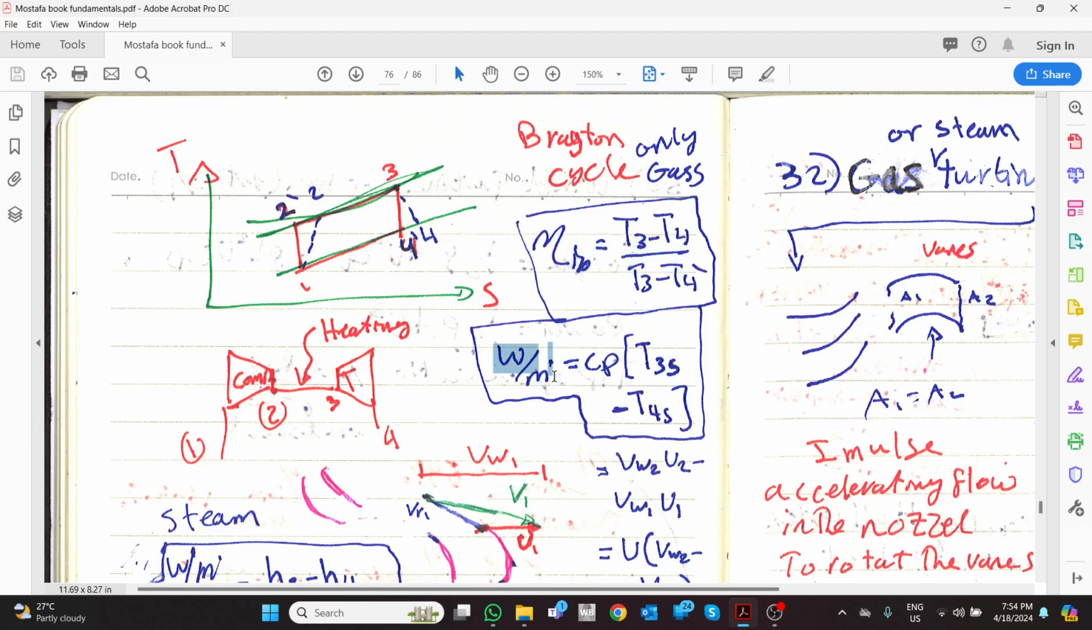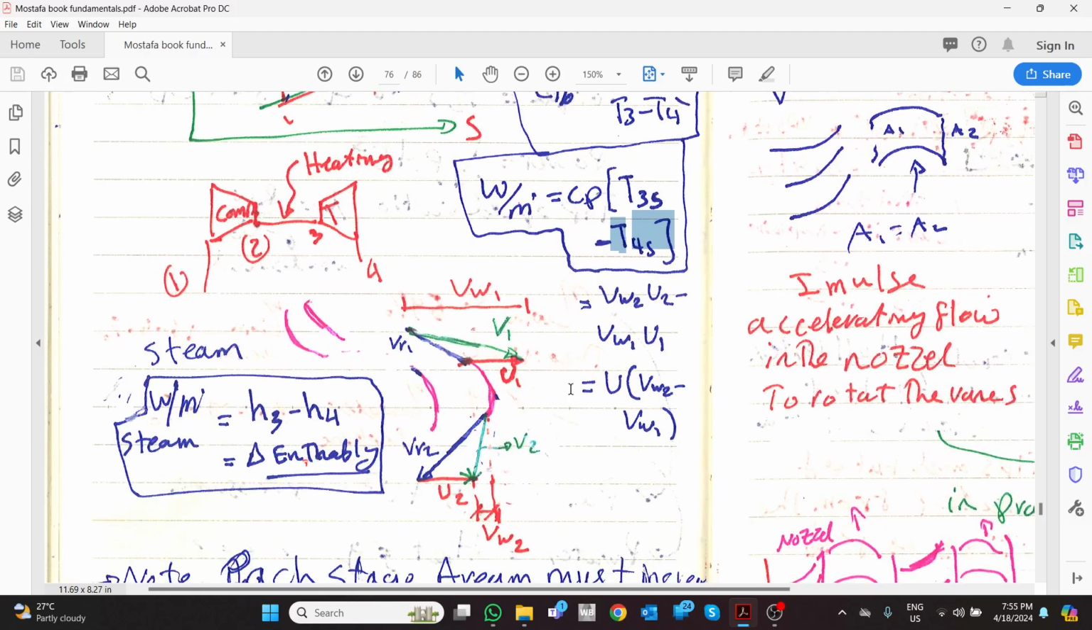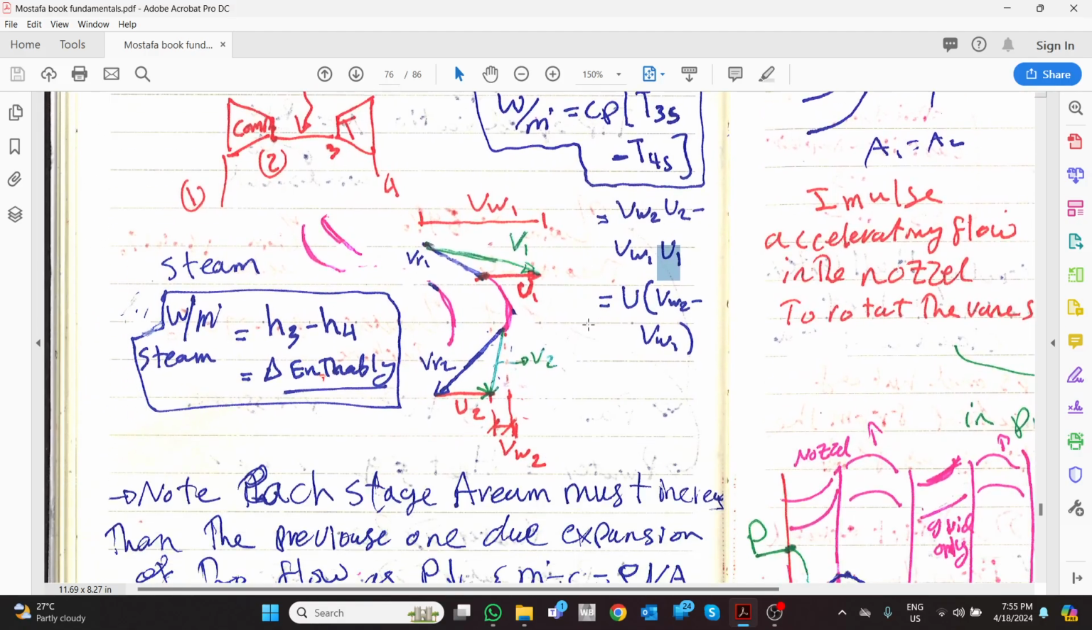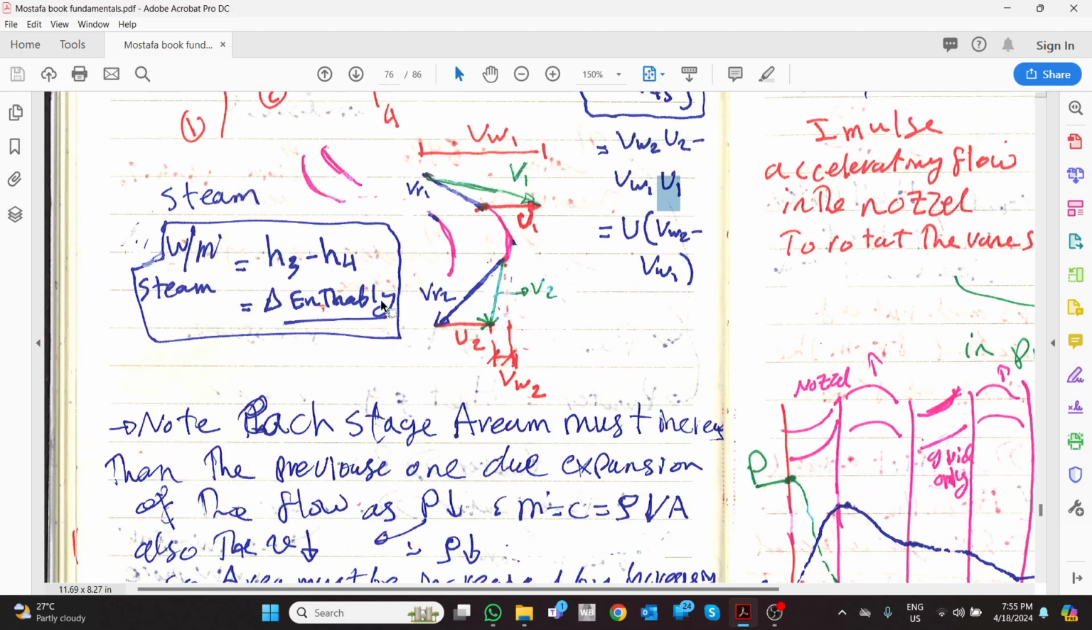So I know this is the work done per mass flow rate. It is Cp times the inlet of the turbine, which is 3, minus the outlet of the turbine, which is 4, stagnation, which is equal to, as we know it before, the whirling velocity 2 multiplied by angular velocity 2 minus whirling velocity 1 multiplied by angular velocity 1, and we can open it for the vanes.